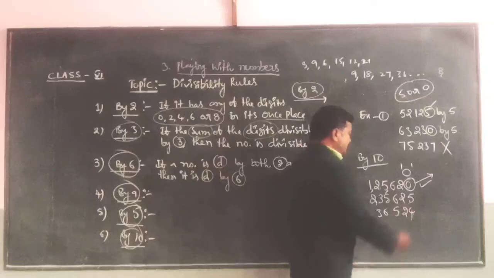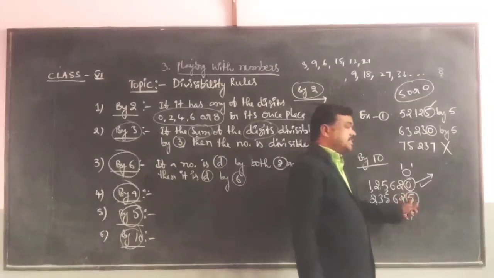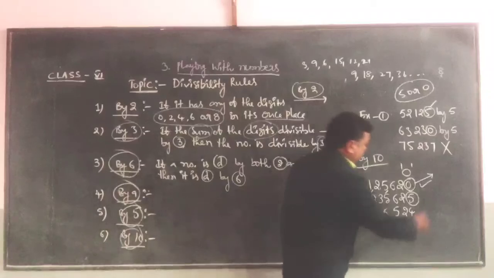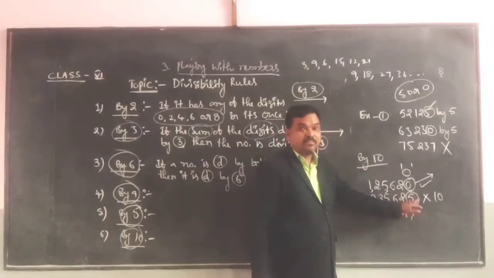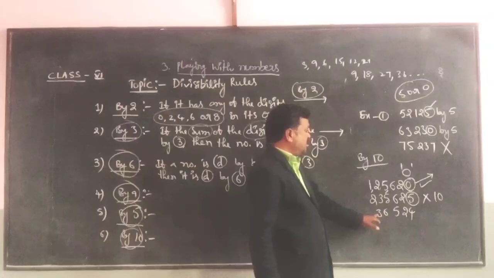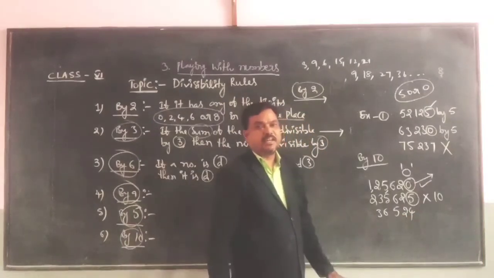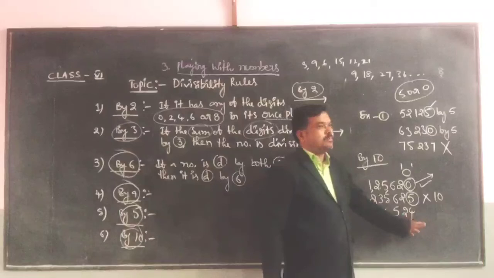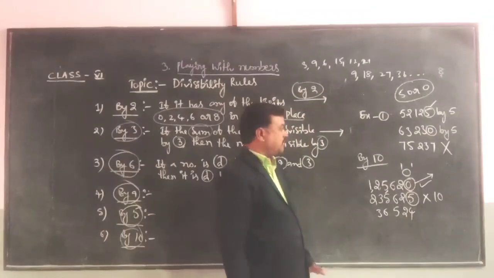In the second number, the last digit is 5. So this number is not divisible by 10, but this number is divisible by 5. 36,524: at the ones place 4 is there. This is not divisible by 10, nor by 5.